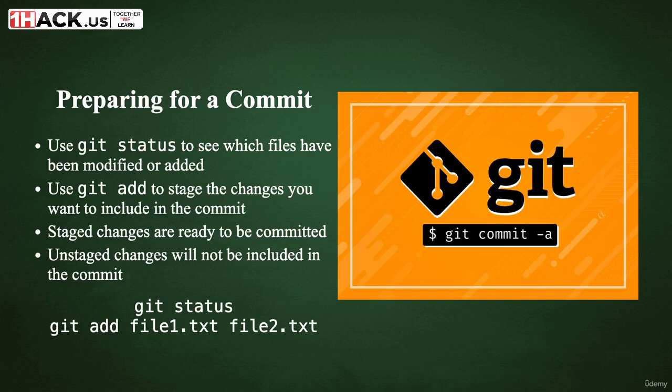This allows you to selectively choose which changes you want to commit, giving you more control over the history of your project. Let's take a look at an example. If we run git status, we can see which files have been modified or added. We can then use git add to stage the changes we want to include in the commit.